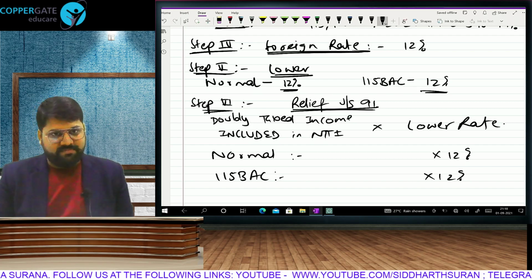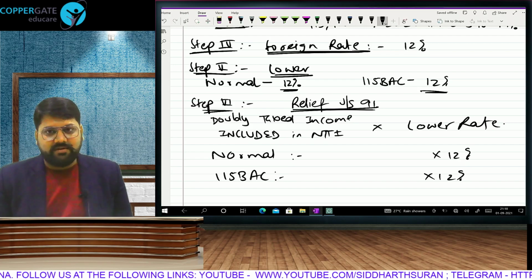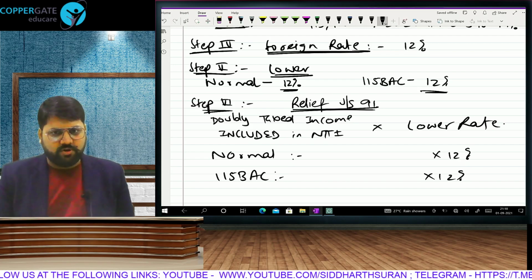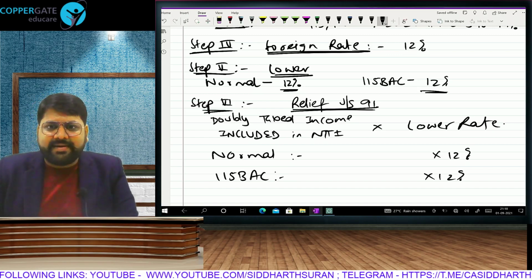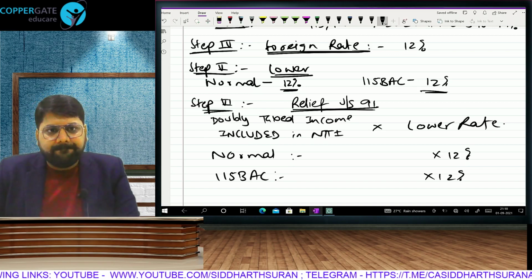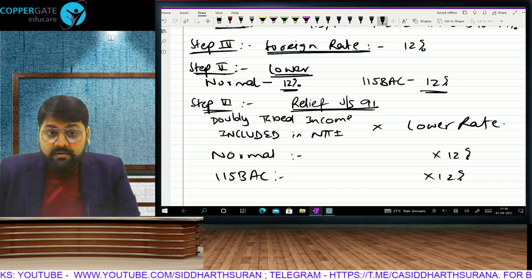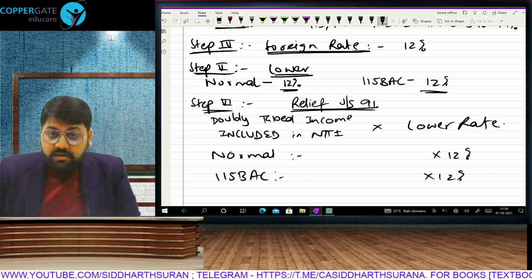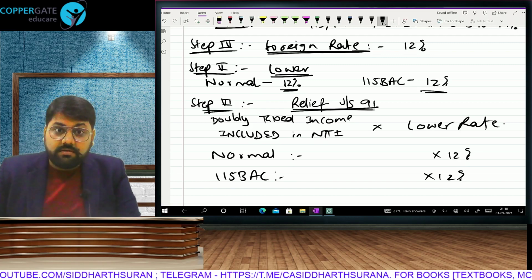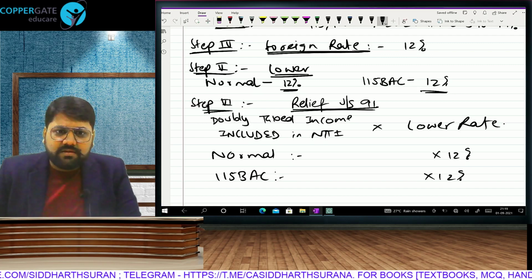Let's talk about them one by one. First, let's talk about normal. Come on, tell me. Same 4 options: 7 lakh, 10 lakh, 19 lakh, 22 lakh. 7. You're saying 7. Foreign income is 10 lakh, but you are saying 7. Why? Any explanation?